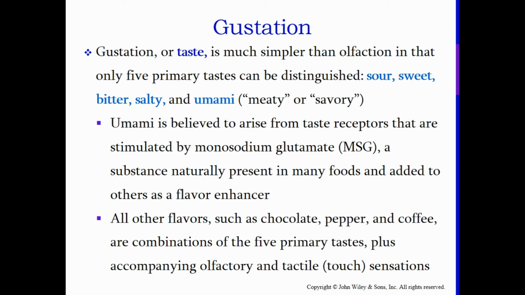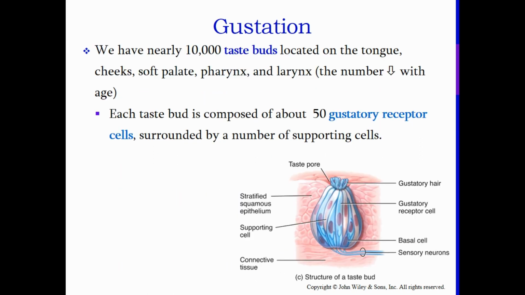So your tongue feels the food, the taste buds on your tongue will sense the chemicals in the food, and then your sense of smell will all work together to give you the overall sensation of taste in your food. We have nearly 10,000 taste buds located on the tongue.